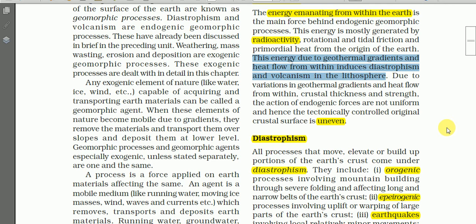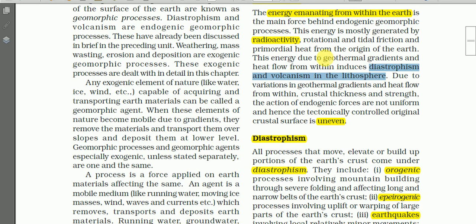This energy derived from the geothermal gradients and heat flow, that is, the convection currents within the mantle, induces, that means causes, diastrophism and volcanism, the two types of endogenic geomorphic processes. So what diastrophism and volcanism are, we are going to learn.